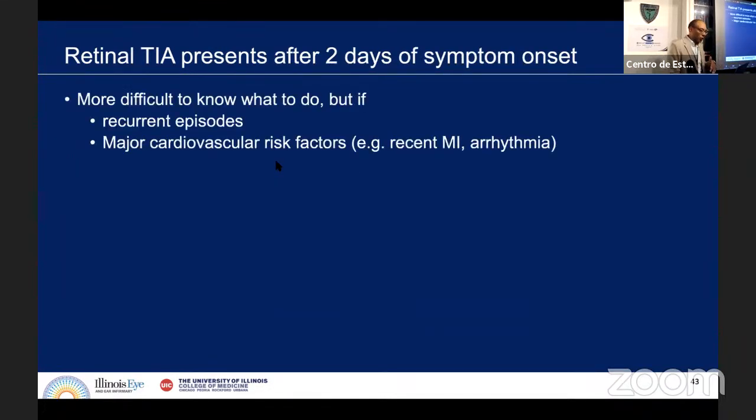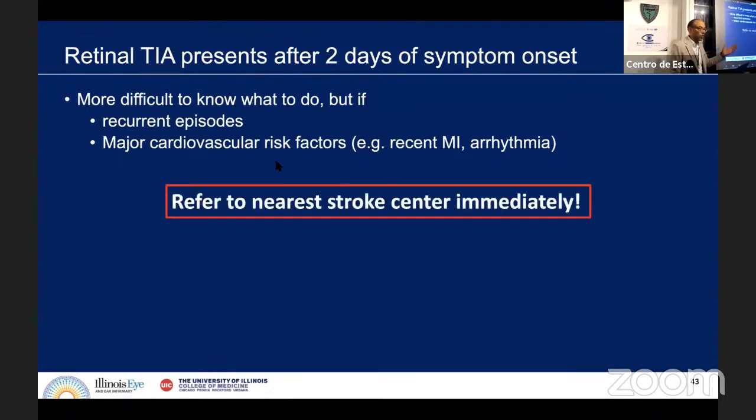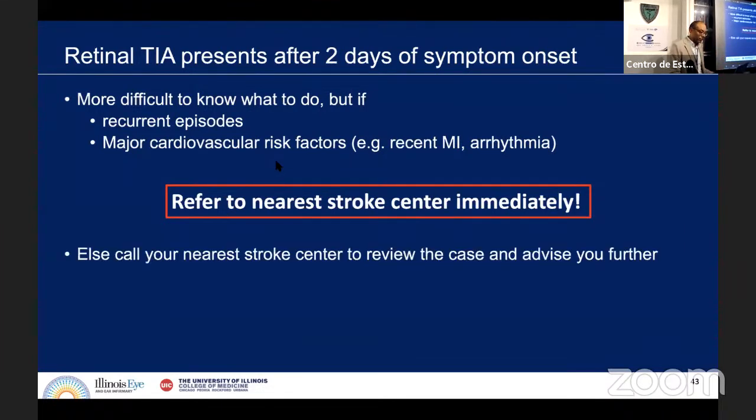If it happens after 2 days, it's a little harder to know what to do, but recurrent episodes, major risk factors, it's a stroke. Make sure they get evaluated right away. You don't want to miss that. I don't know how your stroke centers are set up here. In the US, there are certain ones that are and other hospitals that aren't. I know my stroke team very well, and if I'm ever worried, I call and I work through that with them about if, when, and where to send these patients.